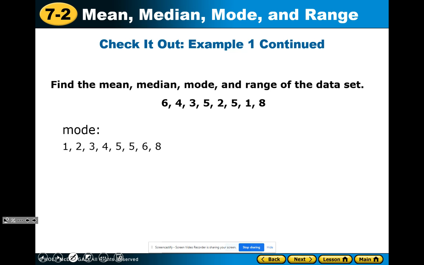Okay? Mode. So when we do the mode, we put them in order. What is the mode then? Luke? 5, because it appears the most. Very good. Alright, very good. And then when we do the range, we arrange them. What do we do there?